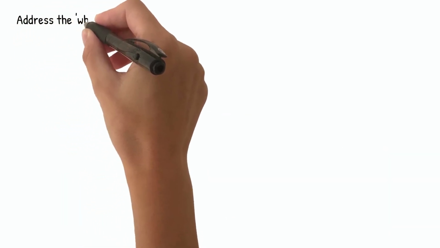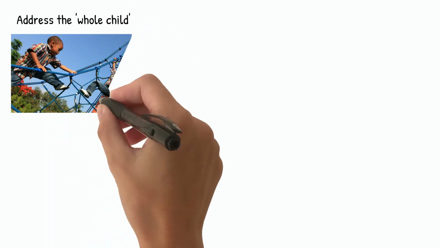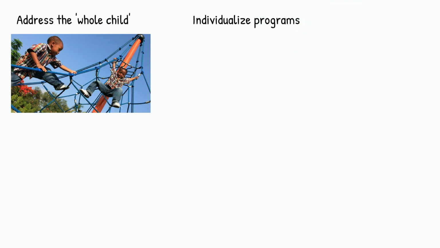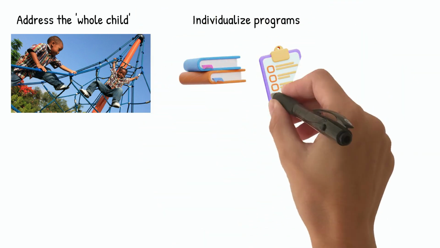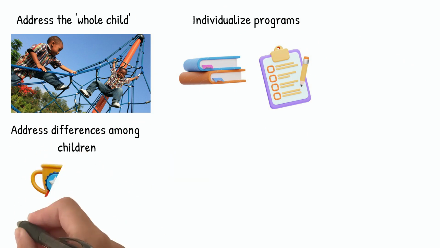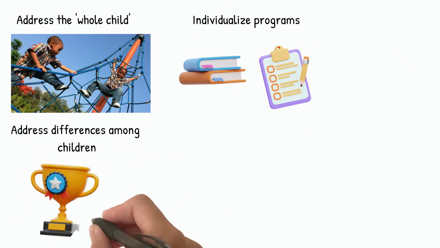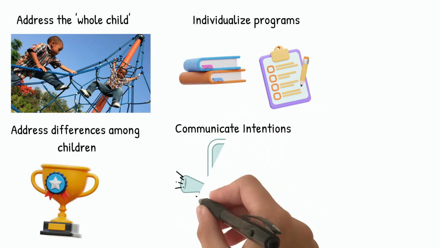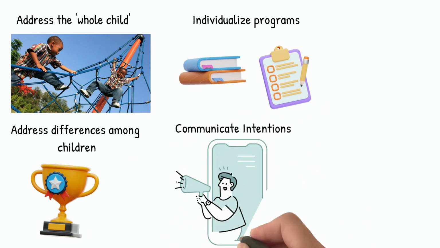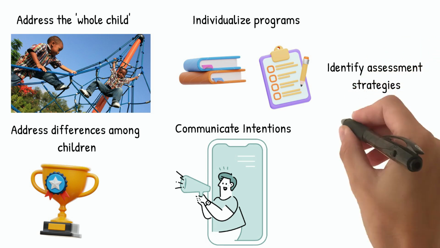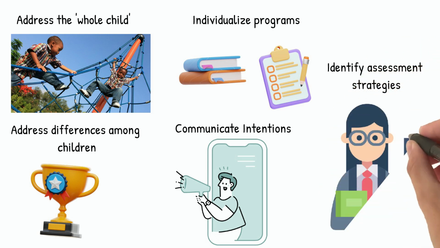Address the whole child, which means they're not just teaching you academic subjects, but also help you develop as a person. Individualize programs, so they can adapt their teaching to your unique needs and learning style. Address differences among children, so they can make sure everyone in the class can learn and succeed. Communicate intentions to others, so parents and other teachers know what's being taught in the class. Identify assessment strategies in advance, so they can evaluate how well you're learning and adjust their teaching accordingly.